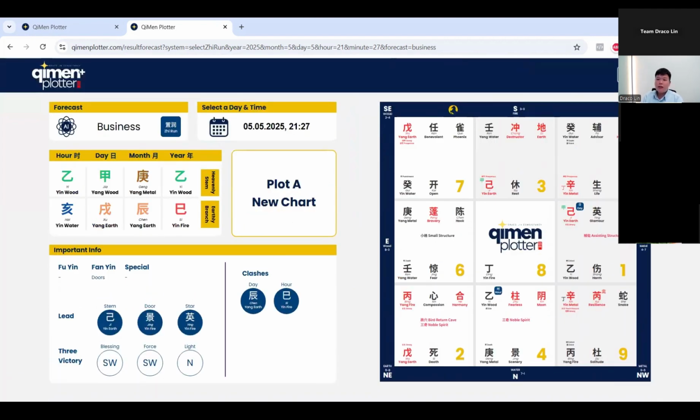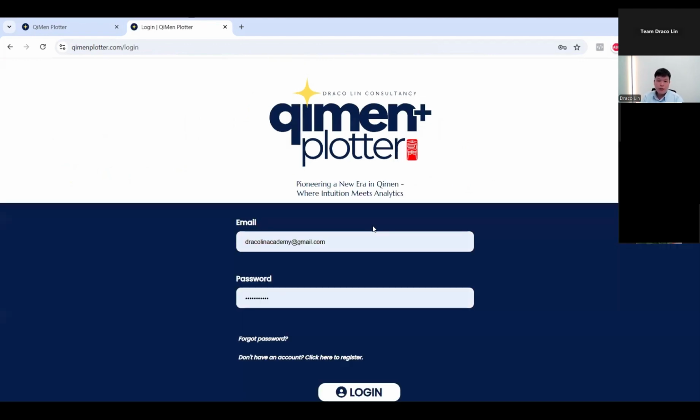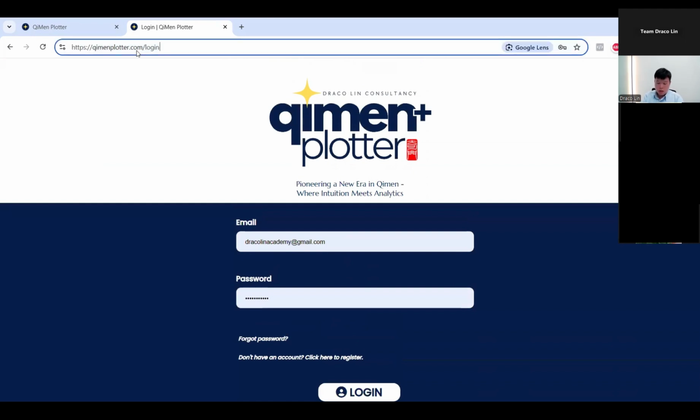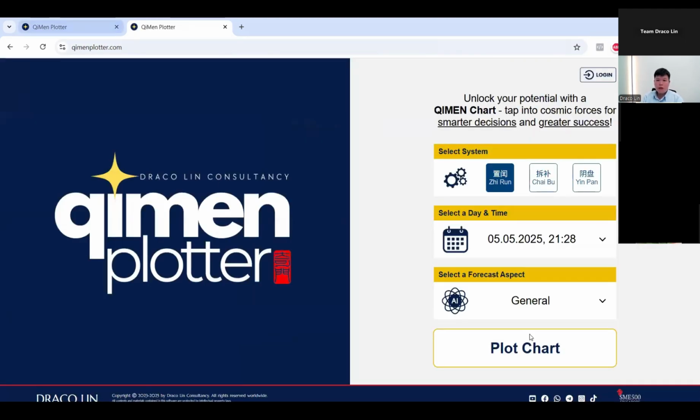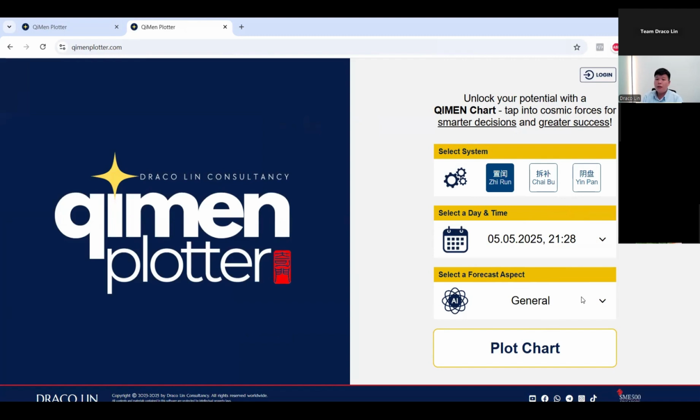Okay, so let's say, for example, you want to talk about the free plotter. So I'm going to log it out. I log out. Let's say I go to Qimen plotter. Okay, so Qimen plotter is here. This is the free model. The free model, you cannot have all this, but it's fine. If you're not ready, then you can actually use the general.